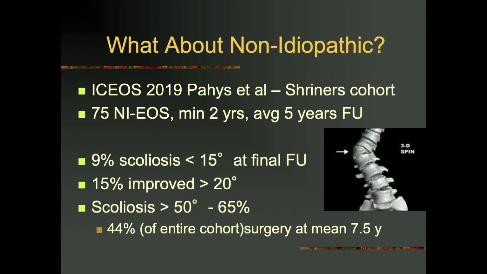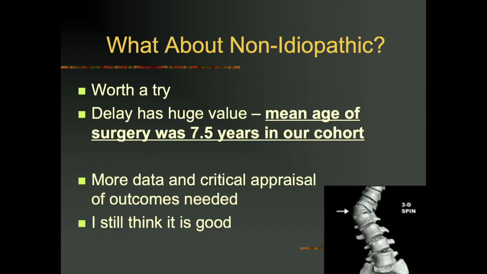What about non-idiopathic kids? Josh Page looked at our data and presented this. Really unlikely that you're going to win in the non-idiopathic kids, regardless of the etiology. We had a win in a Marfan's kid and in one kid with Prader-Willi syndrome, but it's very, very uncommon. Only 15% at final follow-up had improved at least 20 degrees. However, the delay has a lot of value. So in that cohort, the average age for growth-friendly surgery was 7.5 years, which is a lot better than putting in growing rods or magic rods when they're 3 or 4.